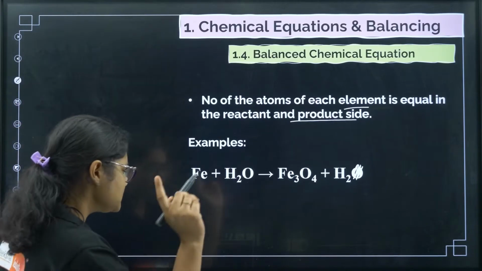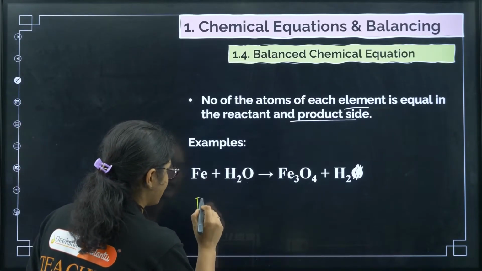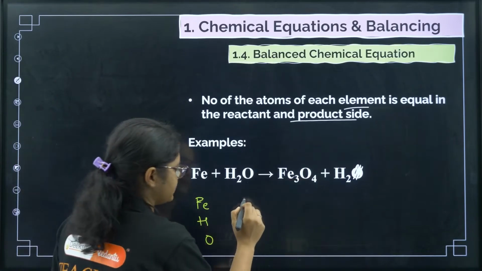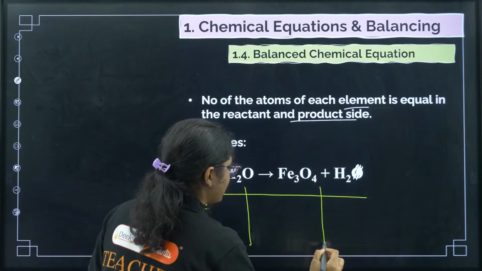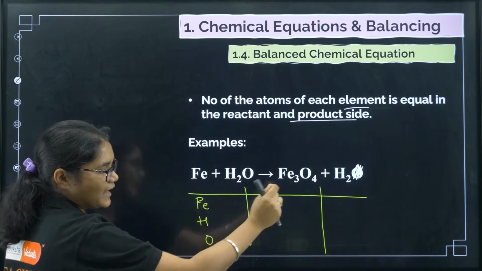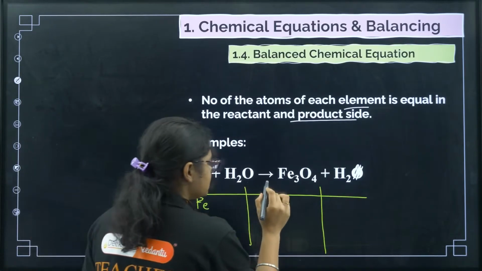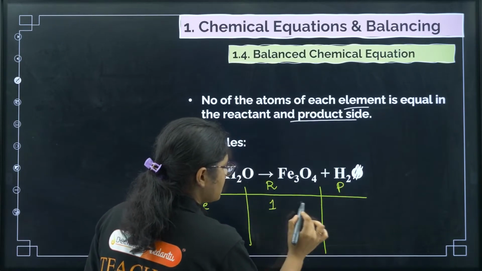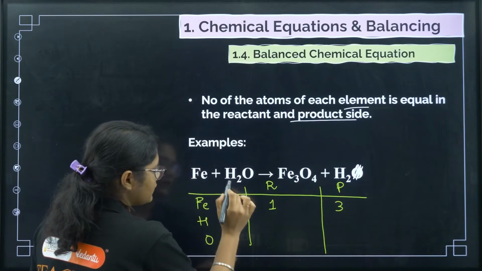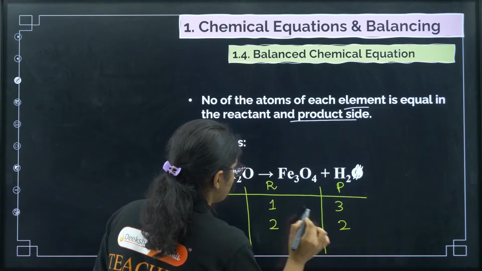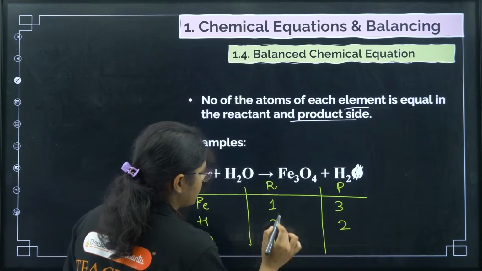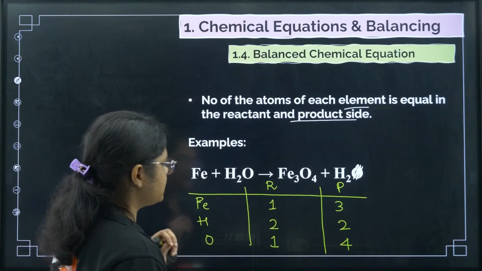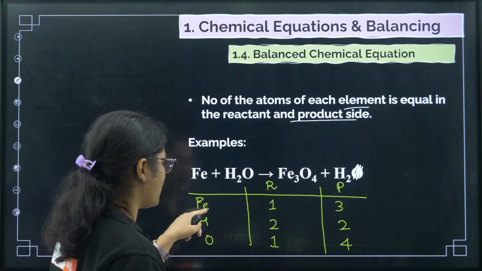The first step you need to do is write the elements' names: Fe, hydrogen and oxygen. This side 3, this side 3. There will always be the same elements on the reactant side as well as on the product side. Here it is reactant and here it is product. Fe: there is 1 on the reactant side and 3 on the product side. Hydrogen 2 and hydrogen 2. Oxygen here 1 and here we have 4. Right?